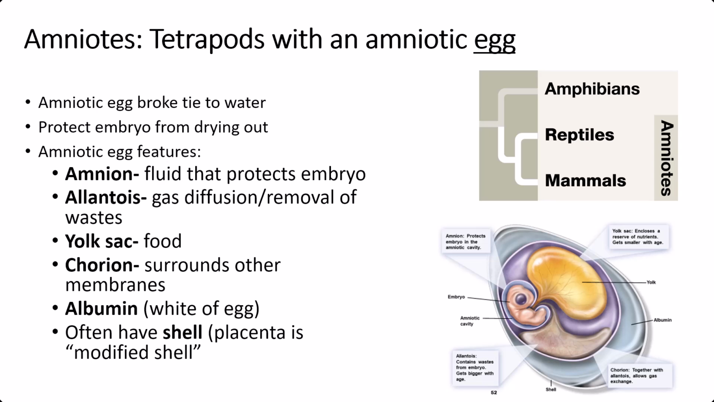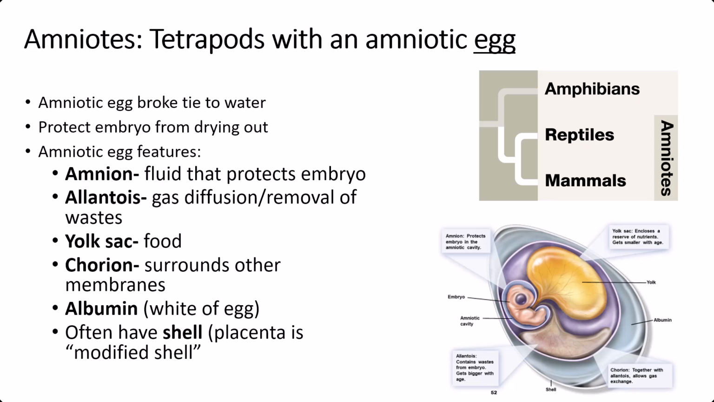The amniotic egg is super important because it broke the tide of water. So organisms with an amniotic egg don't have to lay their eggs in water. The egg itself protects the embryo from drying out. The amniotic egg includes the amnion, which is the fluid that protects the embryo, the allantois, which does gas exchange and removal of waste, the yolk sac for food, the chorion, which surrounds the other membranes, the albumen, which is kind of like the white of the egg, and they often have a shell.